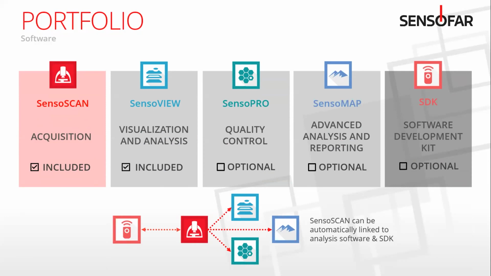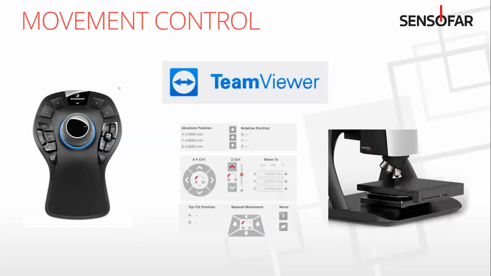So Senso Scan and Senso View are going to come with any hardware that you buy. And then optionally, depending on how much automation you need, we could either add Senso Pro, Senso Map, or our software development kit. So I'll go through how each of those work in a moment, but I just wanted to show an overview of that briefly.